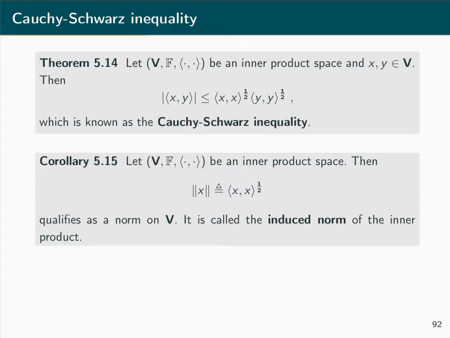As a direct consequence of the Cauchy-Schwarz inequality, we have corollary 5.15. It states that if V is an inner product space, then the square root of the inner product of a vector with itself can be used to define a norm. And this norm is called the induced norm of the inner product.